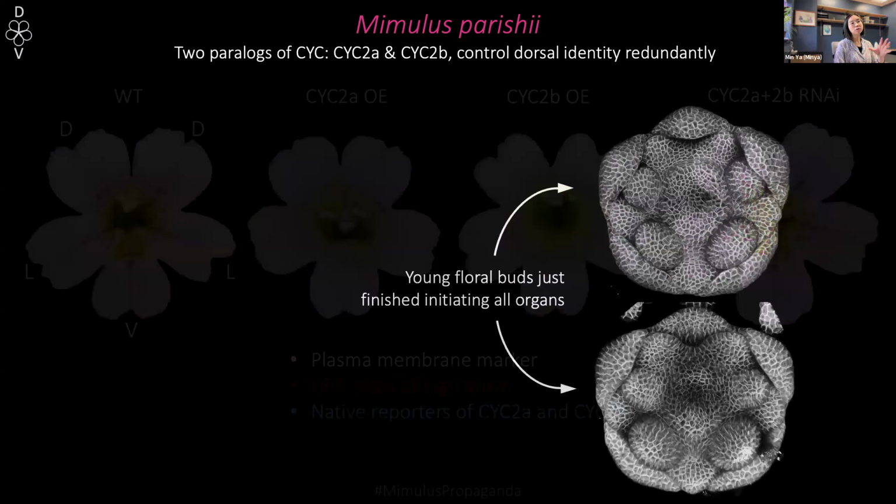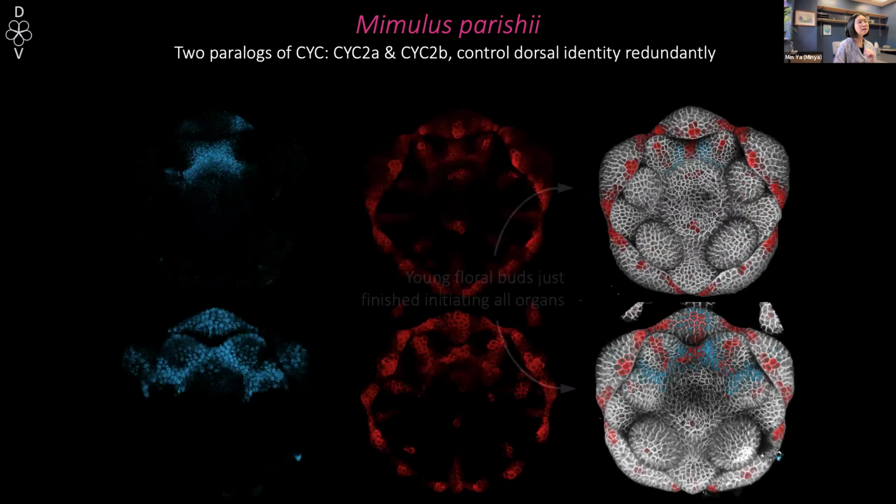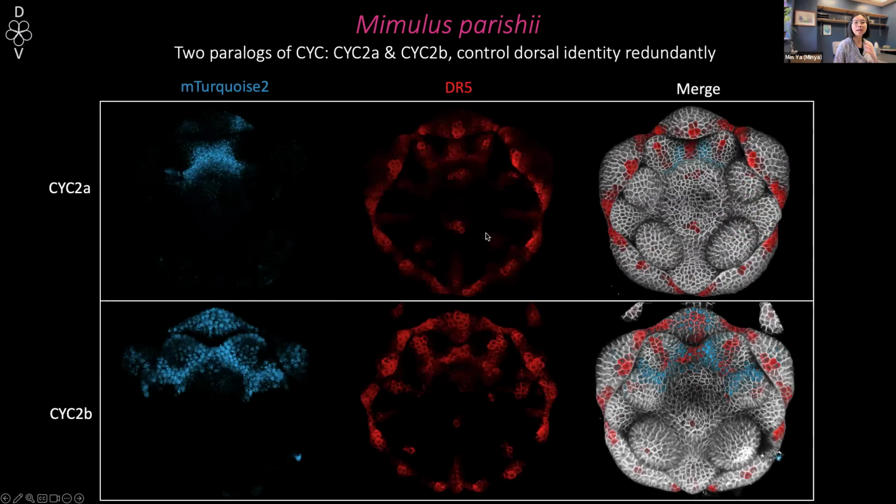As a proof of concept, here we have two floral buds that just finished initiating all the organs. So all the bumps are the organ primordia. If we look at DR5, you can see that it's quite similar to what's already known in Arabidopsis. It's concentrated on the tips of the primordia as well as lateral organ margins. But for both of the cycloidea genes, their expression is restricted only to the dorsal part. So now what we want to do is to go back earlier in time to see when and where those two genes are expressed and their relationship with DR5 patterns.